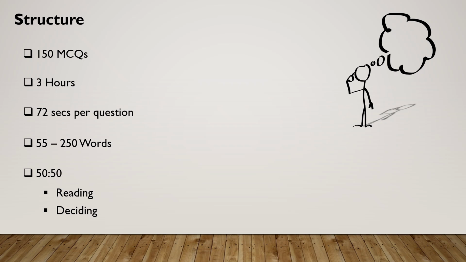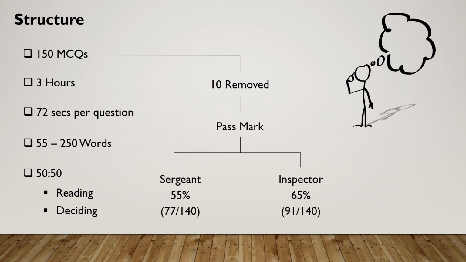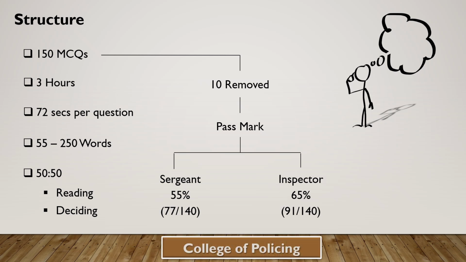Okay, now of those 150 multiple choice questions, 10 which have performed least well in the exam will be removed, thus ensuring candidates, you, are not unfairly penalised. In turn, the pass mark is set at 55% for sergeants, so that's 77 questions out of 140, and 65% for the inspectors, so 91 out of 140. Right, well, further information on these subjects can be found online at the College of Policing website, which I urge you to study carefully to ensure you have a full appreciation and understanding of what is required.